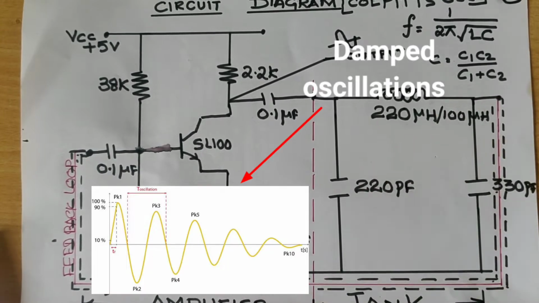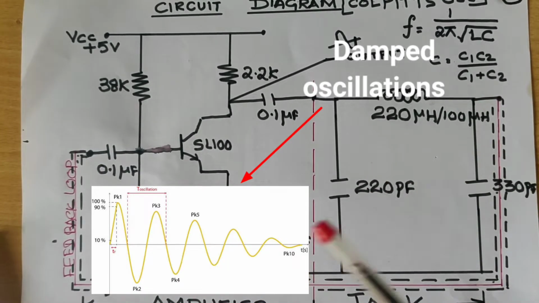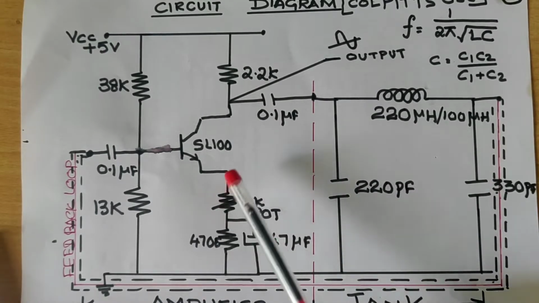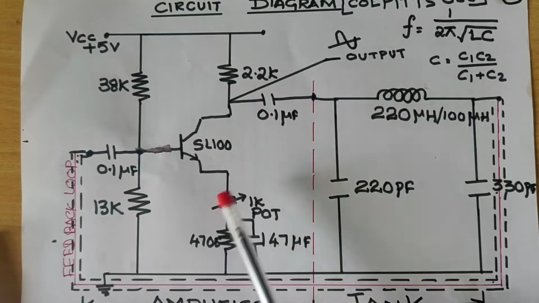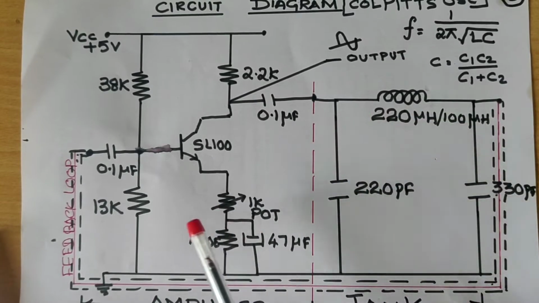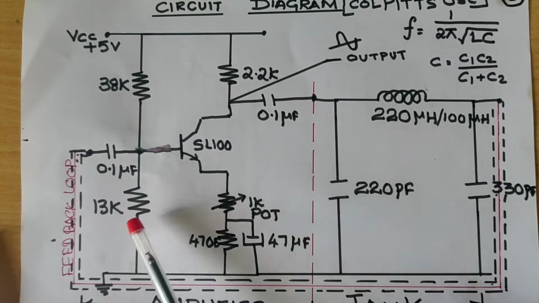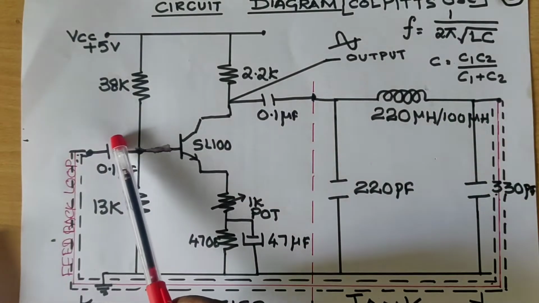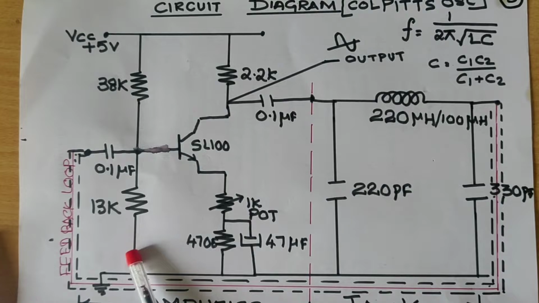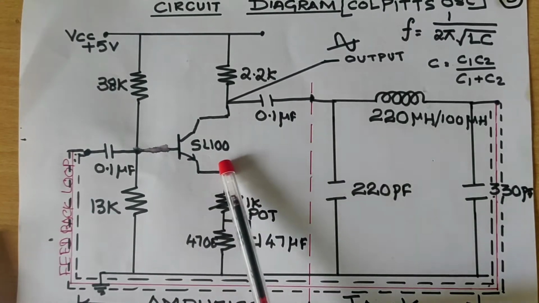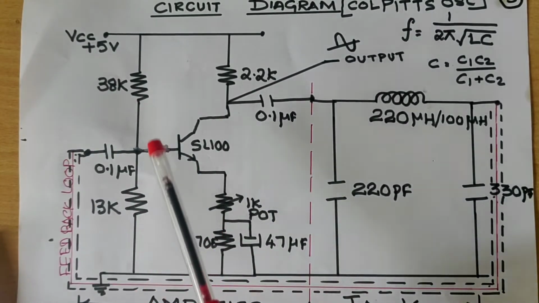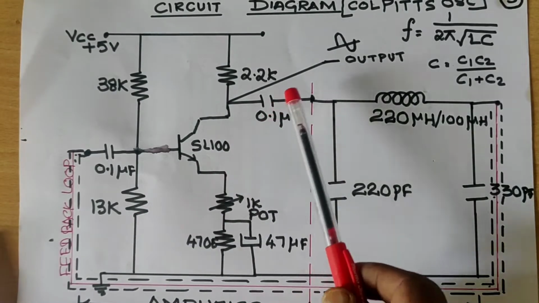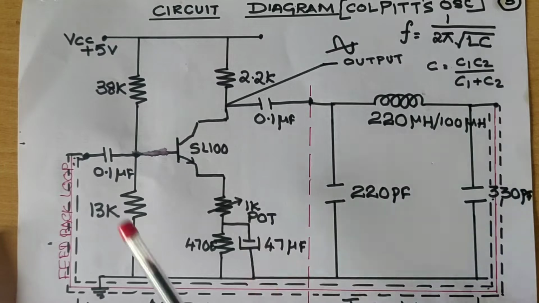Damped oscillations means vanishing slowly from maximum to minimum in the tank circuit. Therefore, AC voltage is developed across the combination of the capacitors. These oscillations across C2 are applied to the transistor base emitter junction. These oscillations are amplified and phase shifted by the transistor amplifier. Thus, at the amplifier output, sustained undamped oscillations are produced.